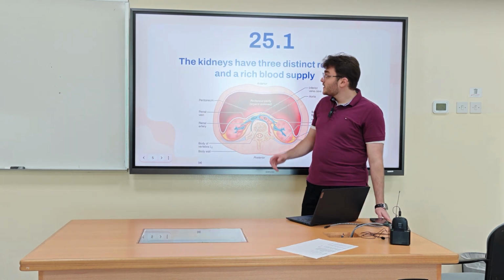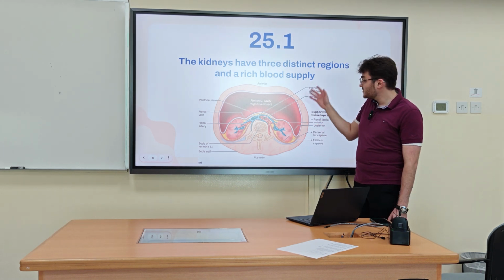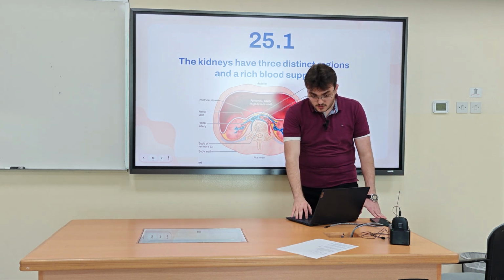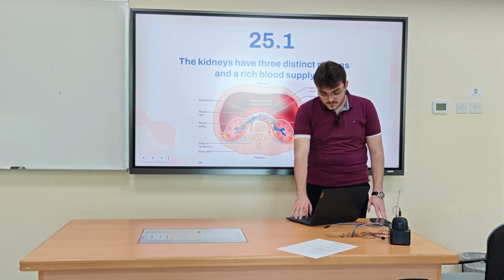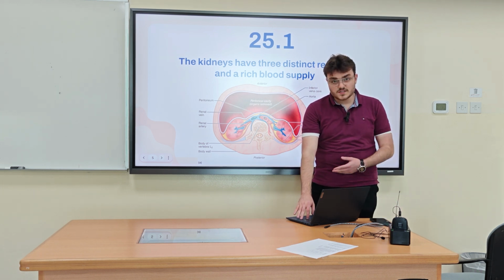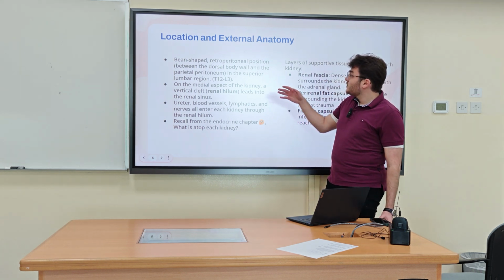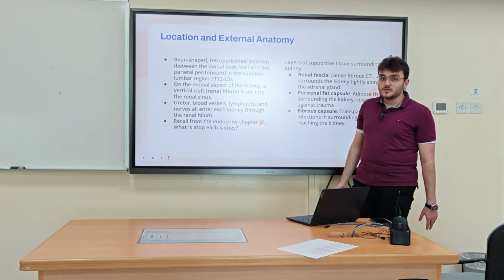Okay, so the kidney has three distinct regions that we will be discussing, and a rich blood supply coming from renal arteries and the aorta. And you will be knowing the path of these blood vessels, arteries and veins. Okay, so first of all, we will start with the location and the external anatomy of the kidneys.